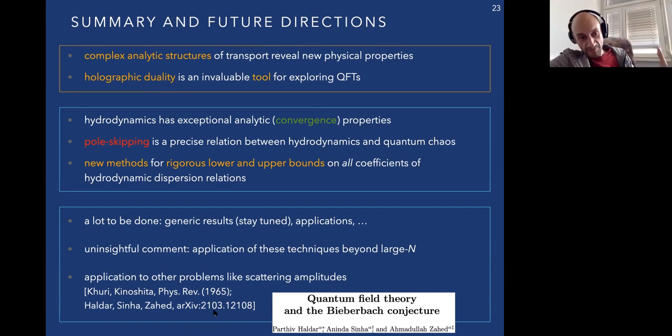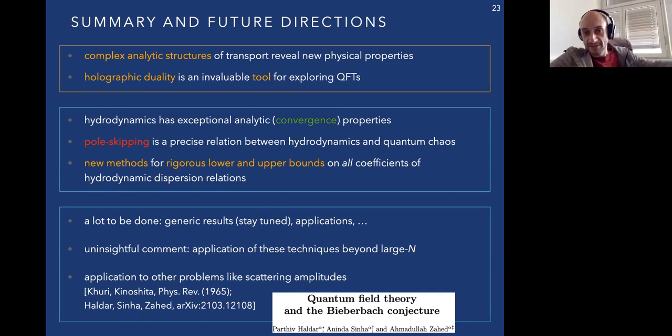And actually, this March, there's a new paper that appeared from an Indian group of Aninda Sinha and collaborators, where they started using these methods and applying them more carefully to this business of scattering amplitudes. It's called Quantum Field Theory and the Bieberbach Conjecture, which I would encourage people to look at. And hopefully, with this new set of methods, we can now do something.